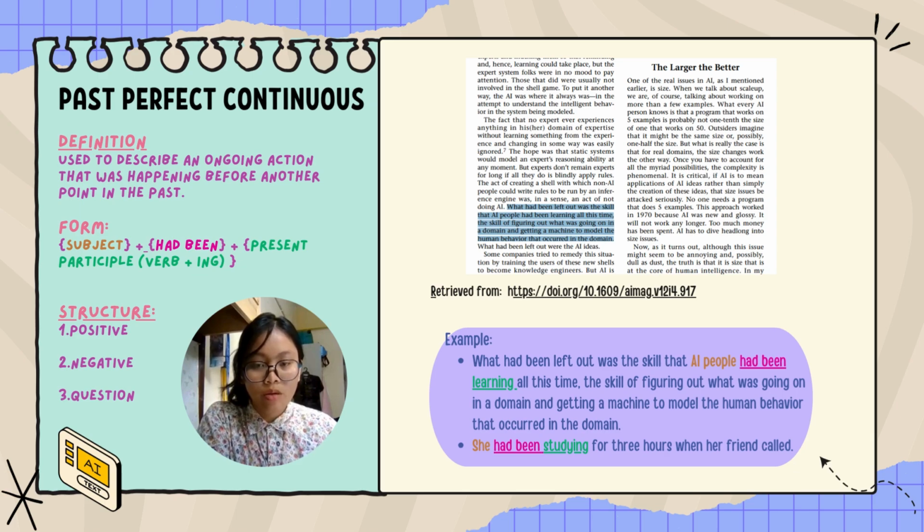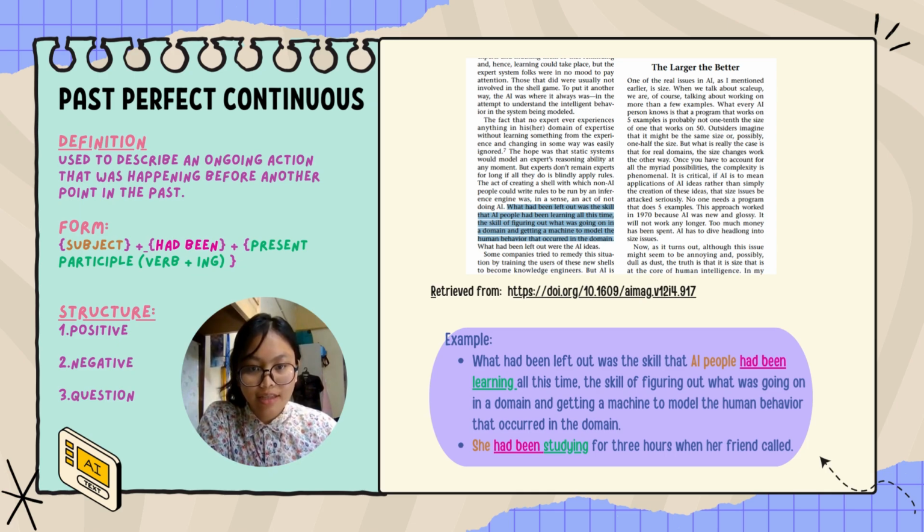in the domain. So in the sentence, we can see that AI people had been learning is using the past perfect continuous form, which is subject plus had been plus present participle of the verb with ing at the end of the word. The second example also follows the same form.